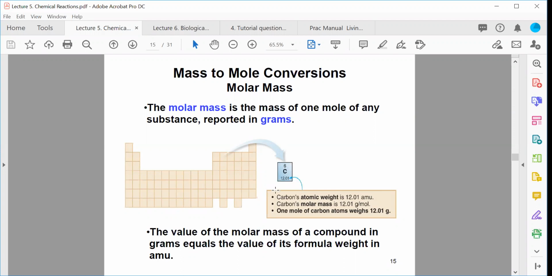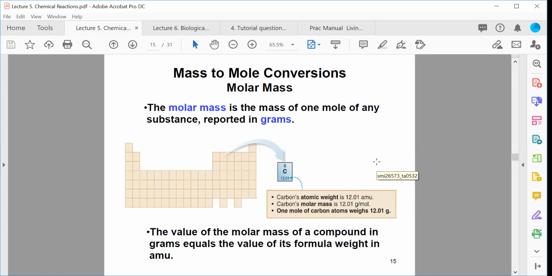So if we were to look at carbon on the periodic table and you wanted to see what the atomic mass or the atomic weight was, you would simply look at this number, 12.01 AMU. But if you needed to work out the molar mass of carbon, which is the mass of 1 mole, it's exactly the same number. 12.01 grams in 1 mole of carbon. And of course, that refers back to our definition of a mole, how it first came about.